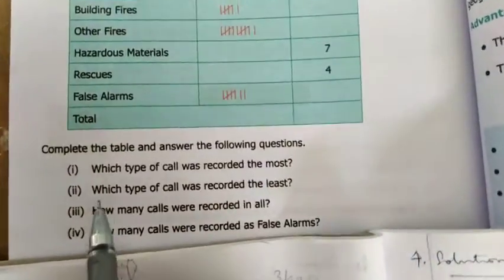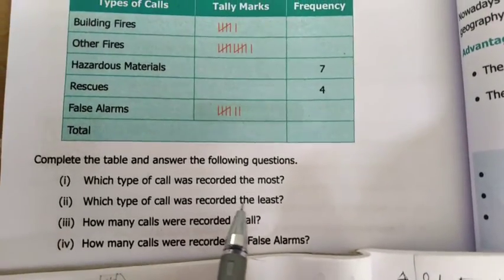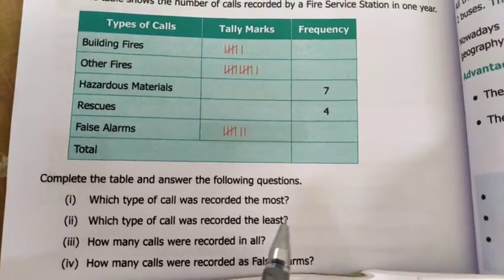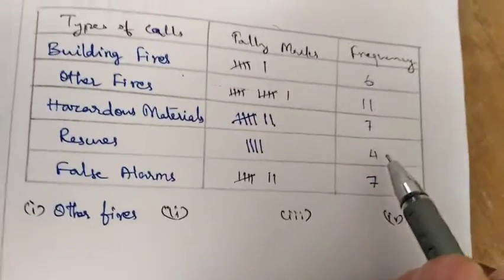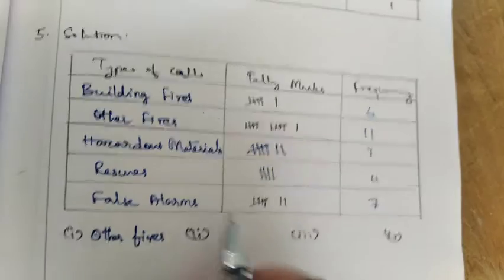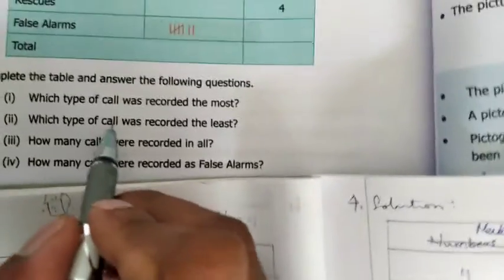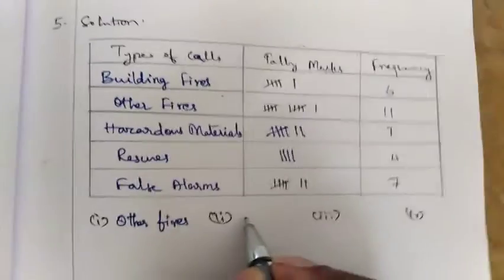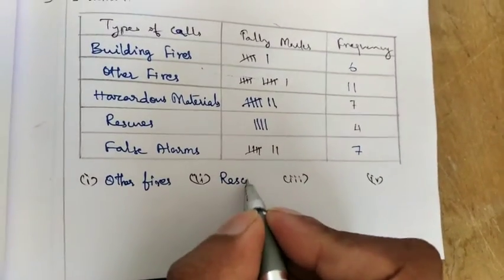Now, second one. Which type of call was recorded the least? Least means minimum, the smallest value. So what is the smallest value? 4. Rescues. The type of call recorded the least was rescues.